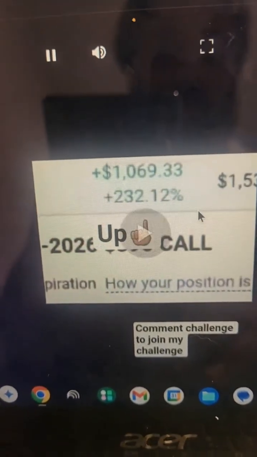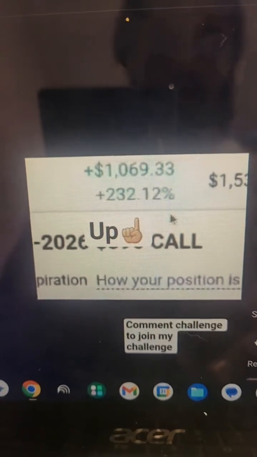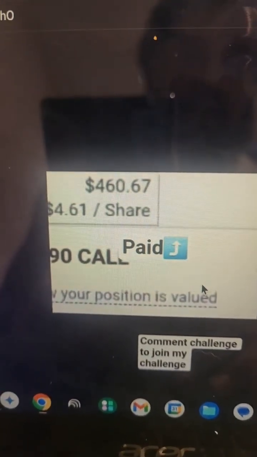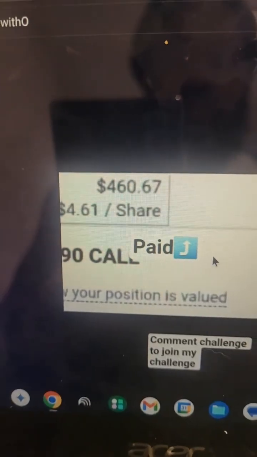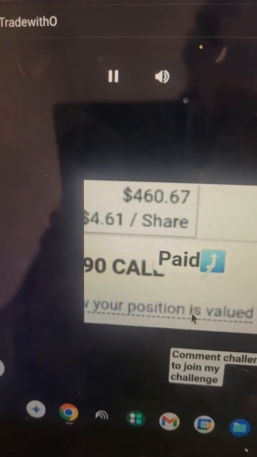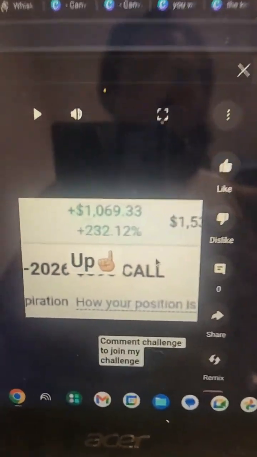So I want to show you guys something about one of the option contracts that I have, and then I'll get back into talking real quick. So here we go. As you guys can see right here, this is one of my option contracts, right? Over 232% right here. And I paid about $460.67 for this option contract. This option contract, this amount of percent, was less than a year, right? This amount was less than a year, 232%.